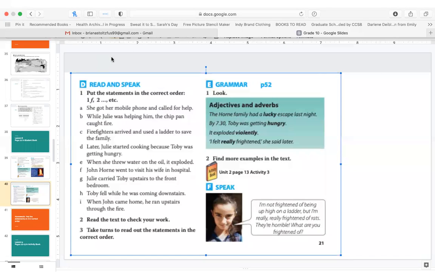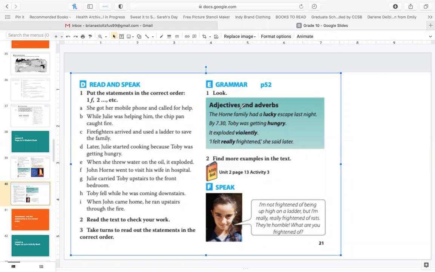So adjectives describe nouns. So adjectives describe people, places, things. For example, it says lucky escape. Lucky is describing escape, which is a noun. Hungry is another adjective. Hungry, it's describing Toby. Toby was getting hungry. So what is an adverb?